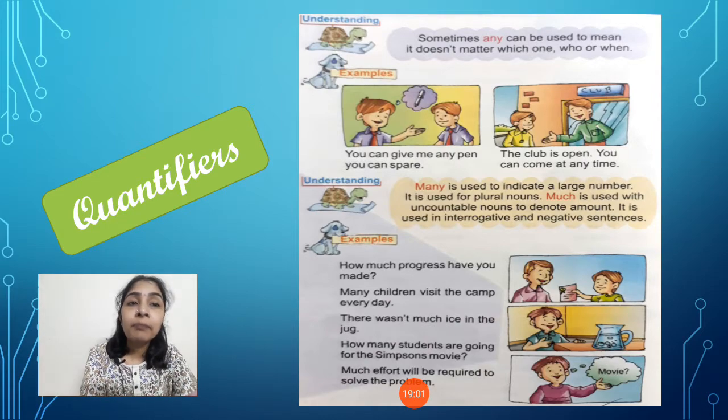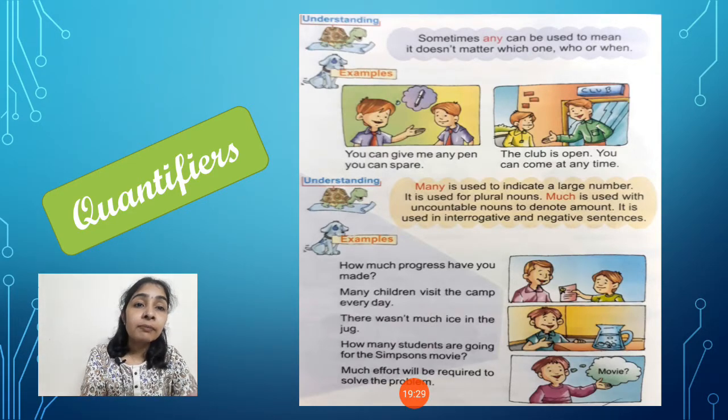Similarly, we have many. Many is used to indicate a large number. It is used for plural nouns. Now, between many and much, there is only a difference: both are used for a large quantity, but many is used for countable things and much is used for uncountable things. Much is used in both the negative as well as the interrogative sense.